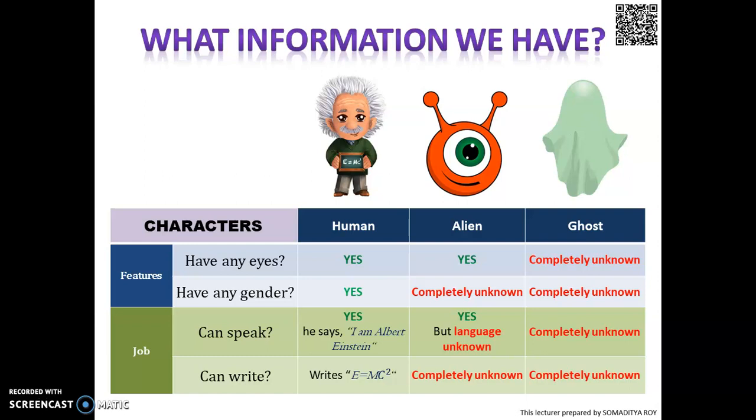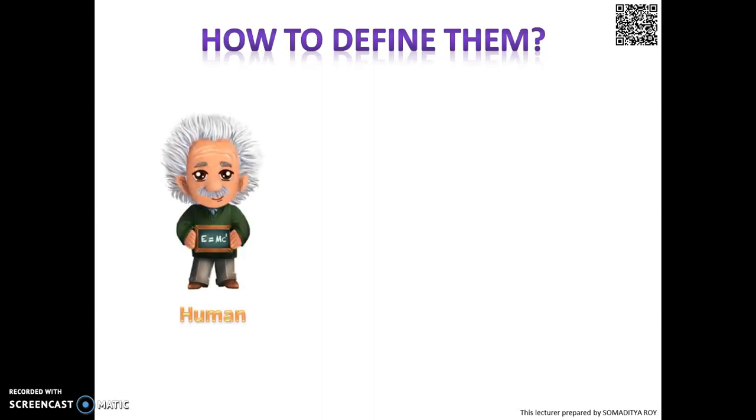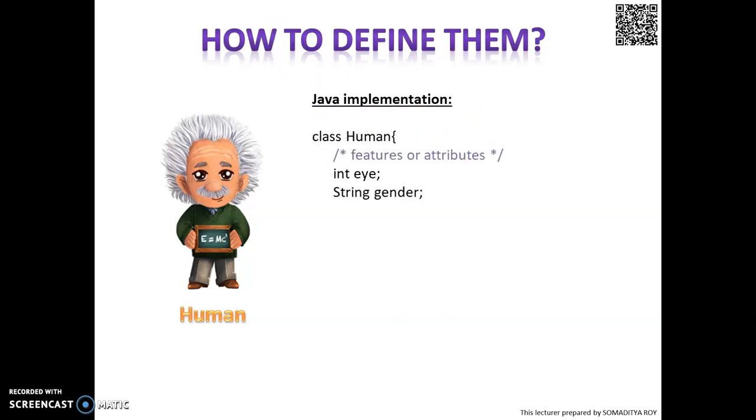So in real life, these three types of concept can be there. So how to implement or define them in Java? Let us first talk about human. As our concept is human, we will write class Human. Now what are the features or attributes? Well, eyes and gender. Eye and gender are two attributes.